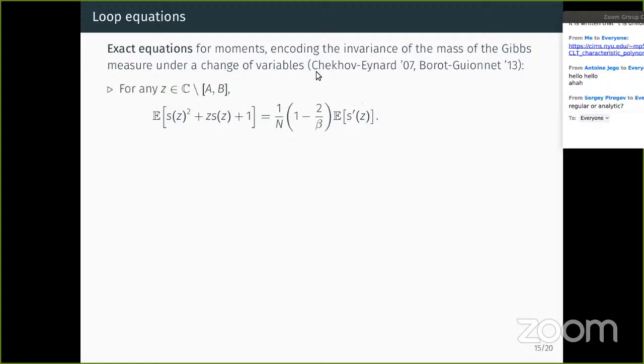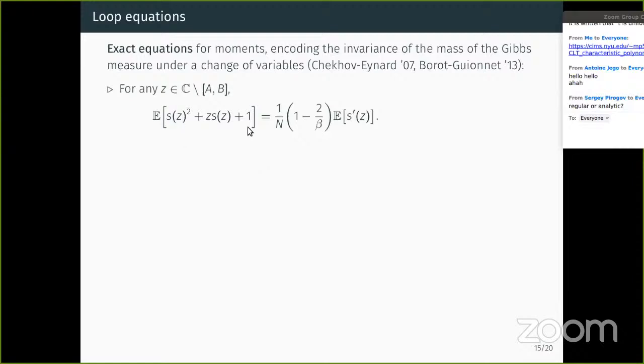I put two papers which are the ones where loop equations with a form close to the one we are using are appearing. So this is a physics paper by Chekhov and Eynard, and then there is a paper by Bro and Guionnet, where the same loop equations appear, but for cumulants of S instead of moments of S. Okay, the first loop equation is relatively nice.